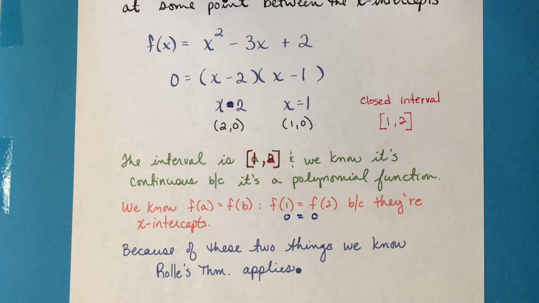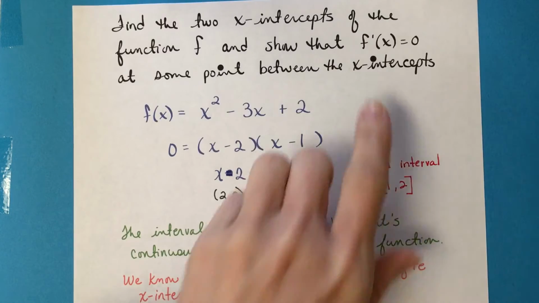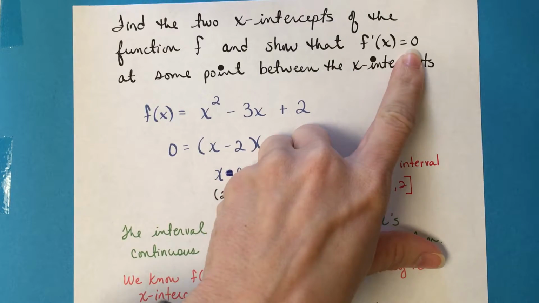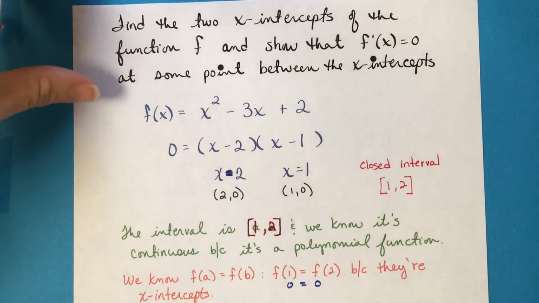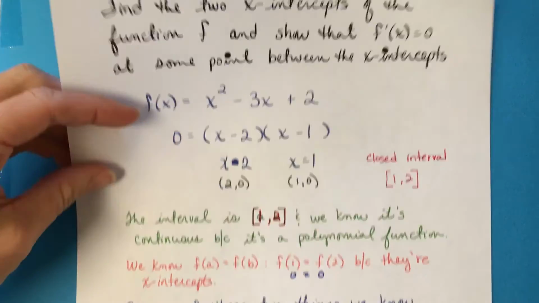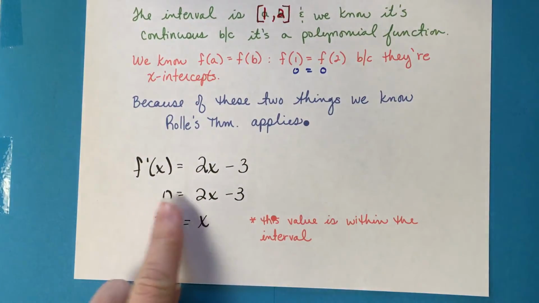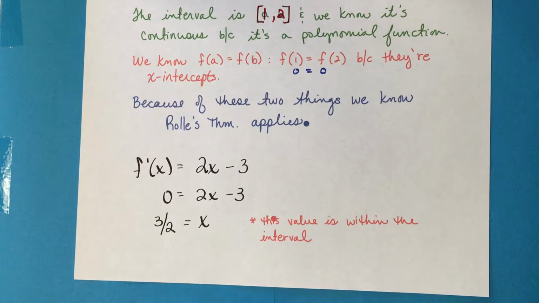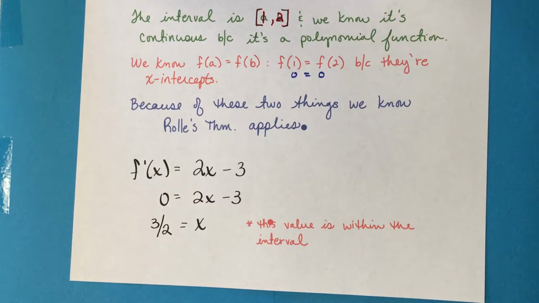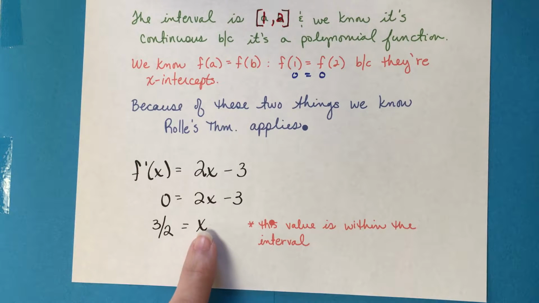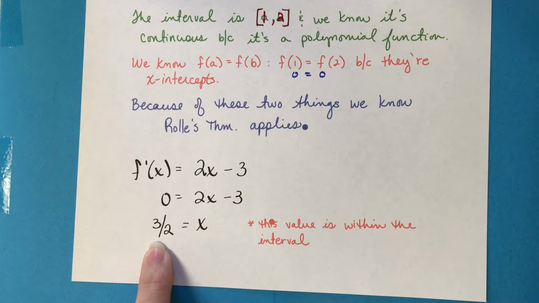Now, remember it said to find where your derivative is equal to 0. So your next step is to take your derivative. That's just going to be the power rule. Taking the derivative of your function, you'll have 2x minus 3. Now we want to know where our derivative is equal to 0. So I set 2x minus 3 equal to 0, and I get x equal 3/2.